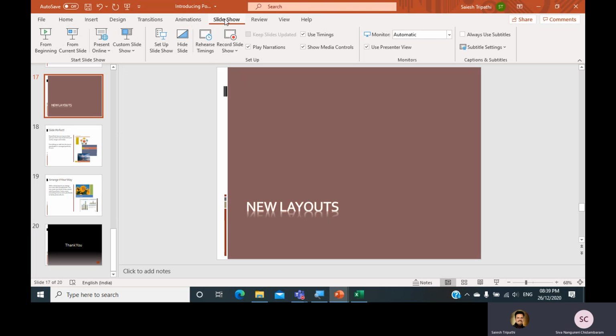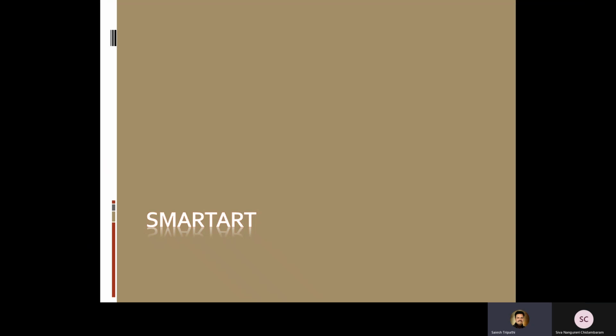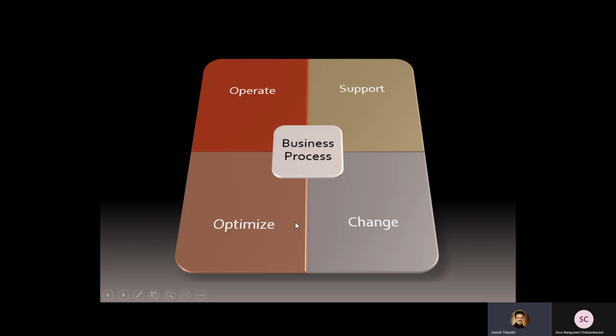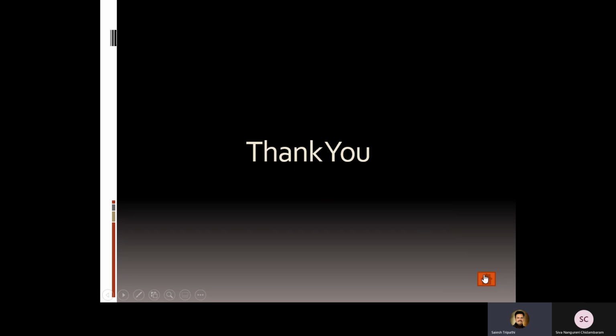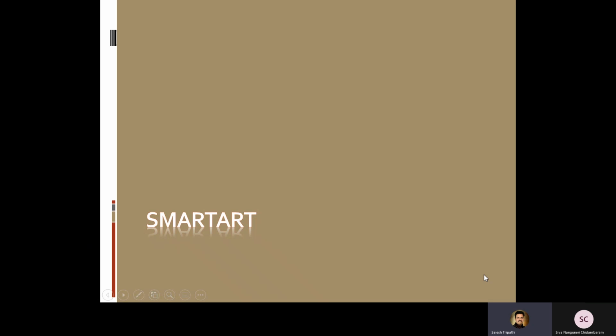Now let's see once again. I'll come to custom slideshow. I'll choose SmartArt. See what has happened. You are back to slide one. But we have to go to the other four, right?